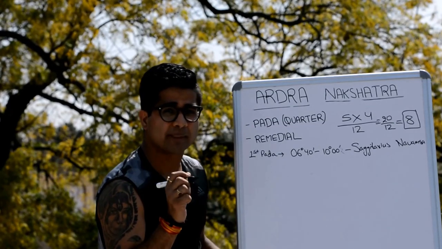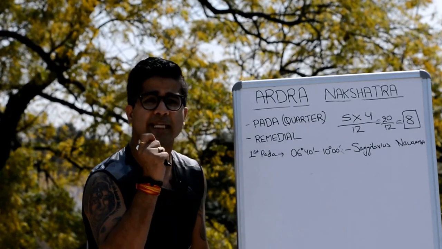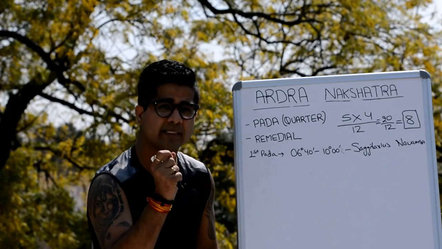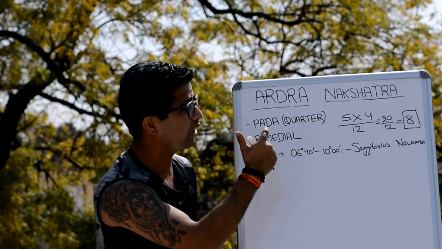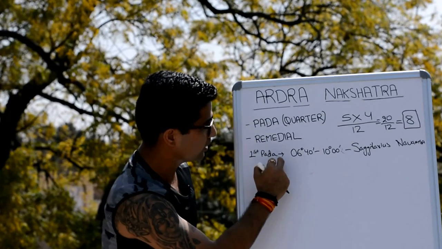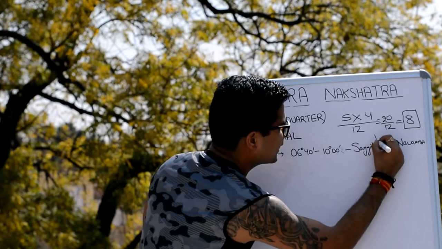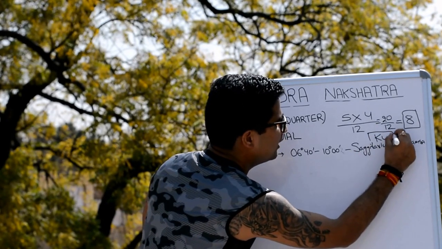And one more thing: in Hinduism, the names of children get decided on the basis of which pada of the nakshatra the moon was transiting at the time of birth. So the alphabet assigned to the first pada is Ku, K-U, as in Kuldeep.